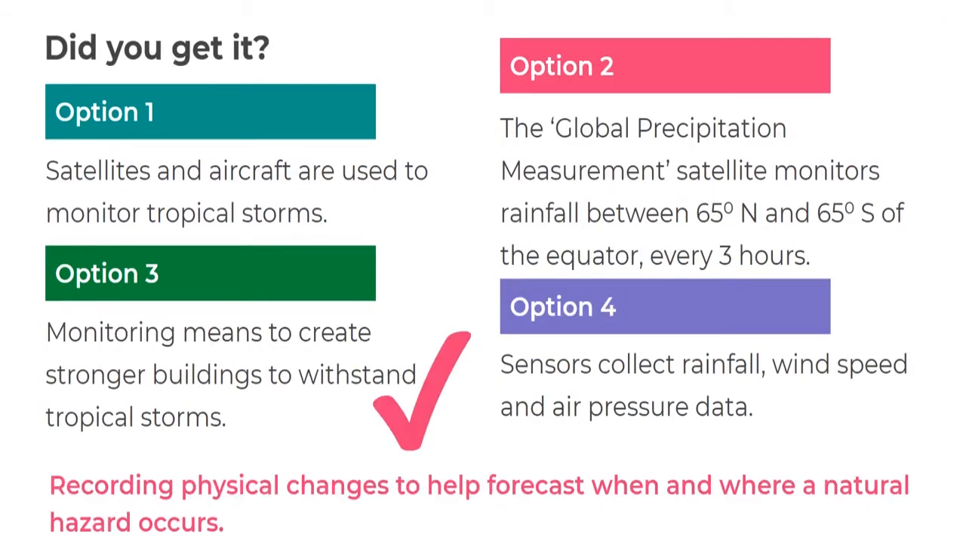So the false statement was option 3. Monitoring means to create stronger buildings to withstand tropical storms is not the definition of monitoring. Monitoring is actually what is written in pink at the bottom of the screen. To monitor means recording physical changes to help forecast when and where a natural hazard occurs. Did you get it correct? If you did, give yourself a big tick.